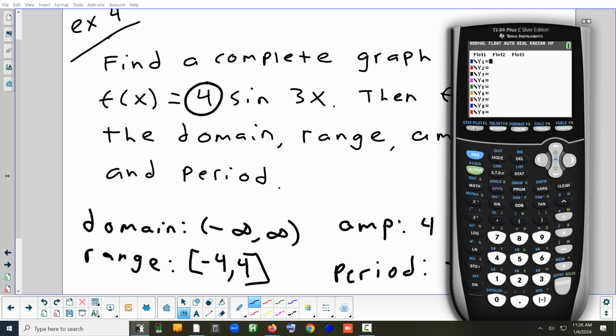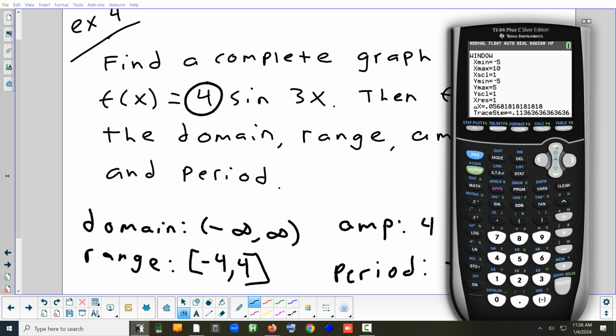All right, now we type it in. So 4 sine 3x. How high and low does the graph go? It goes from -4 to 4, so I don't really need -10 to 10. I think -5 to 5 on the y-axis is fine. So just put -5 to 5. Okay, I messed that up a little.